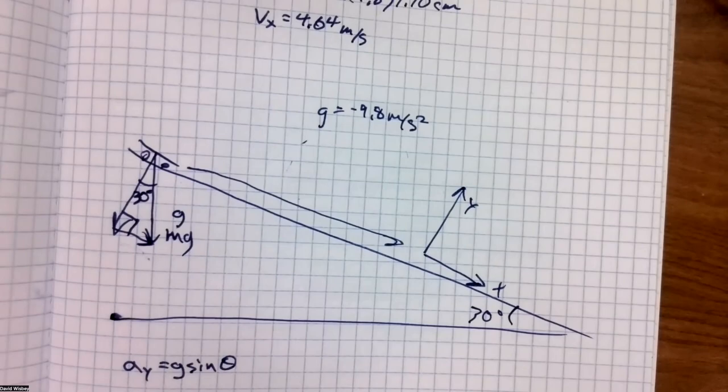But for this problem, then, the acceleration of the cart rolling down the ramp only depends on the angle. It doesn't depend on the length, because acceleration is like a snapshot. It's our instantaneous acceleration, right? At one particular instant, space and time, we just want to know what its acceleration is at that moment.